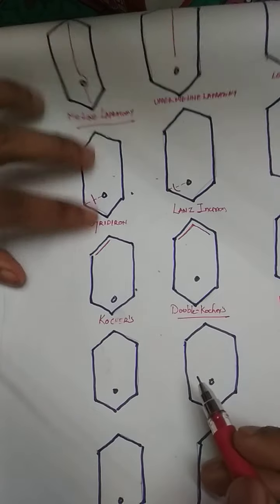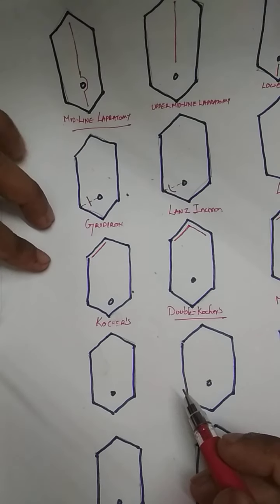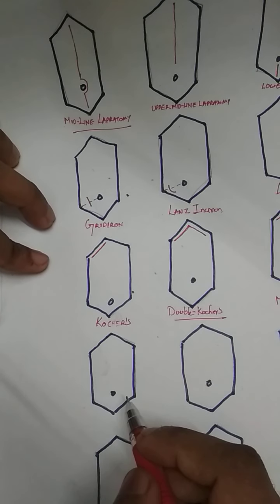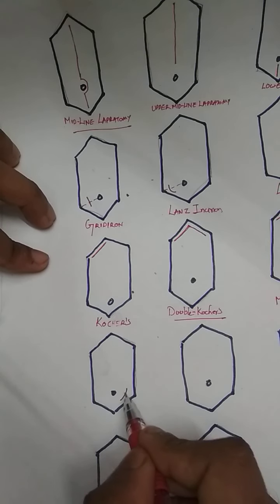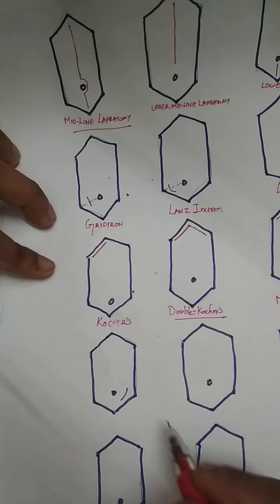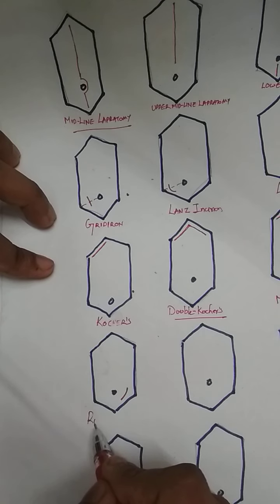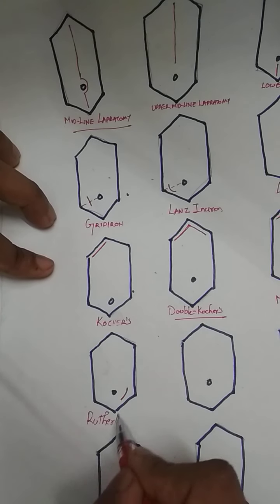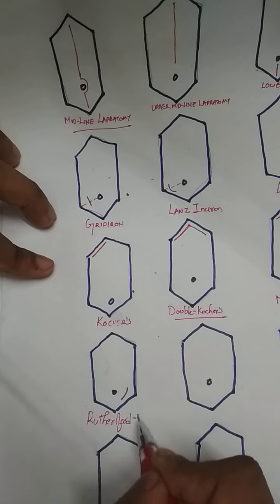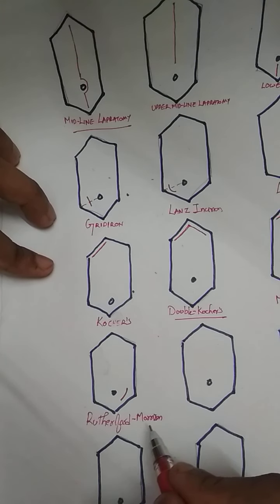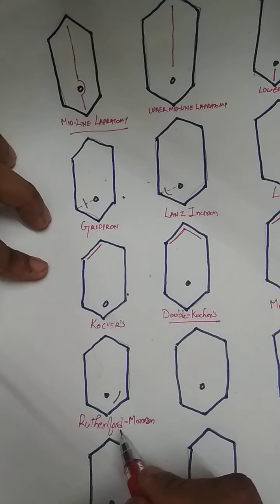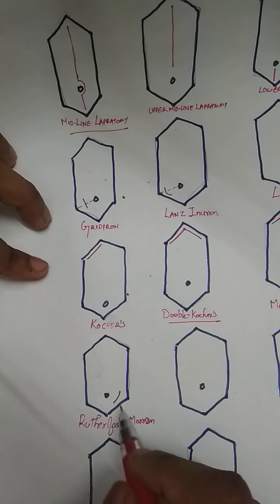Then coming on to the next incision, this incision is called the Rutherford Morrison's incision. This is the incision. Rutherford Morrison's incision. This incision is also called hockey stick incision.